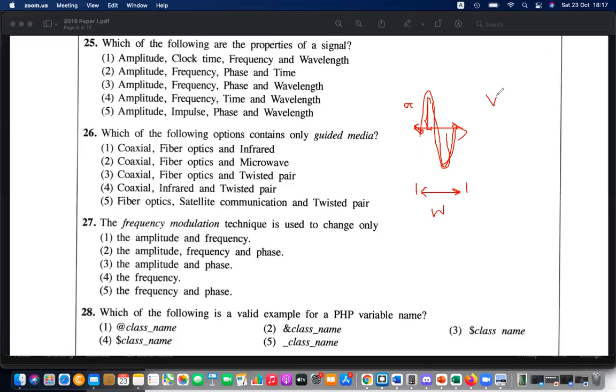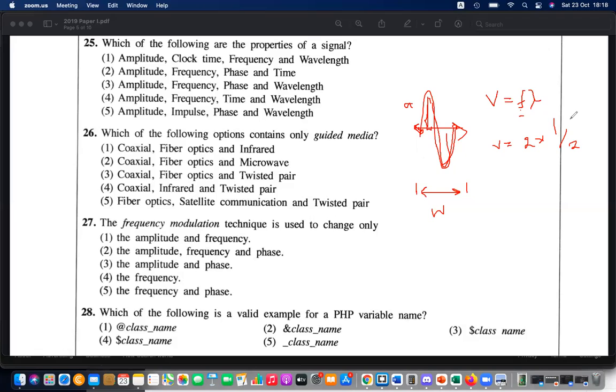And there's an equation in physics, V equals F lambda. V equals F lambda, where F means frequency and lambda means wavelength. If velocity, which is the speed, is constant, then F and lambda are interchanging. Let's say F equals 2 and lambda equals half, then this is actually 1.